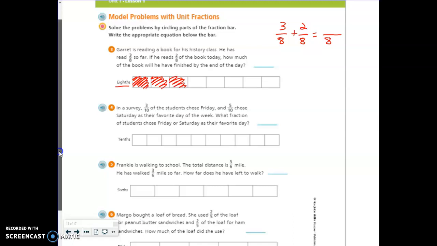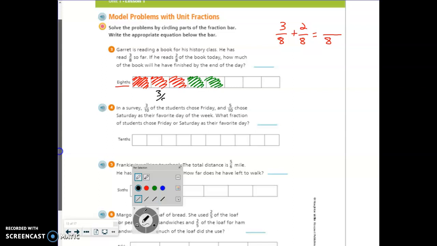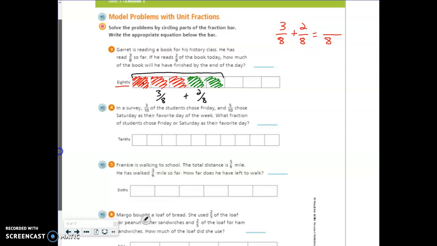Now I'm going to change colors just to give us even more of a visual look here. Today he's going to read 2/8, so I'm simply going to show that he is reading 2 more eighths. All right, and change colors one last time just for effect. Here is our problem: 3/8 of this bar plus the 2/8 of the bar gets us to a total of 1, 2, 3, 4, 5 of the 8 pieces. So our answer is, by the end of the day, he will have read 5/8 of this book.